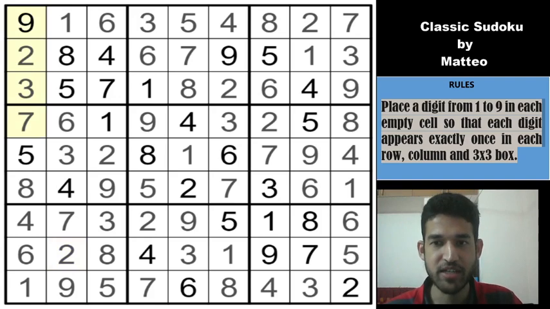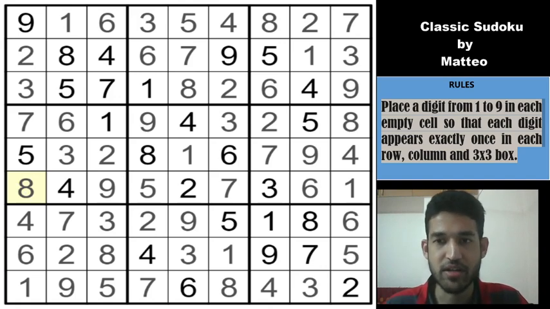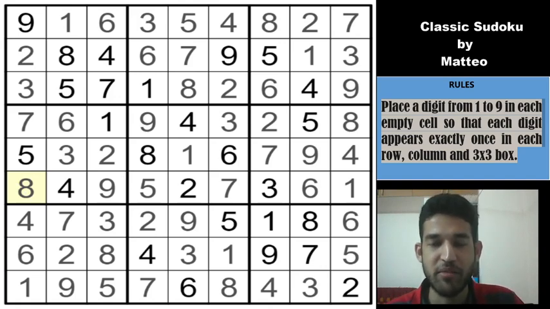There was one tough deduction to see involving this 6, but maybe there is something easier in the Sudoku at that point. I am not really sure, but hope you guys enjoyed watching me solve this classic Sudoku by Matteo. I enjoyed so much because that one deduction led us to completing the Sudoku, which was so much fun.